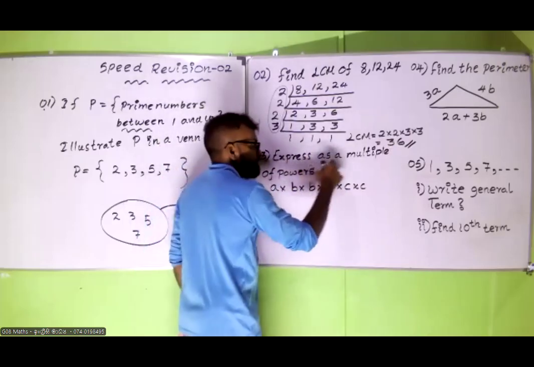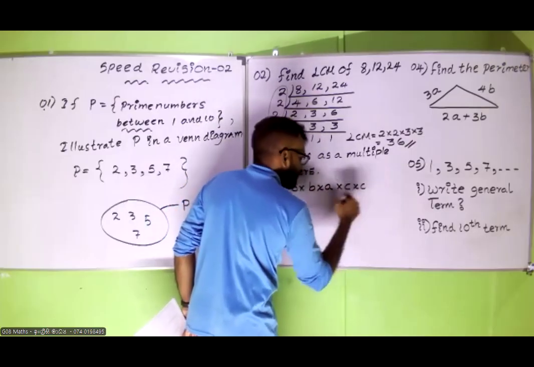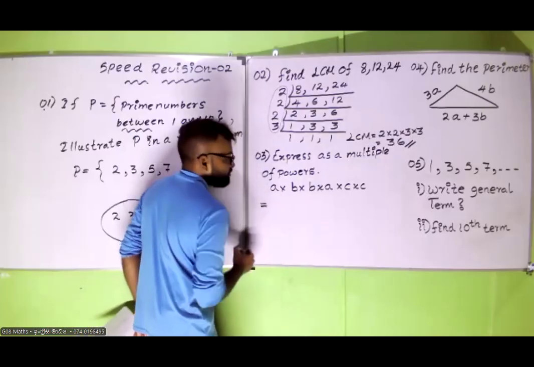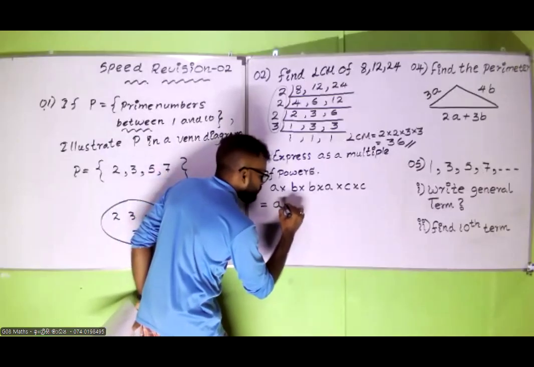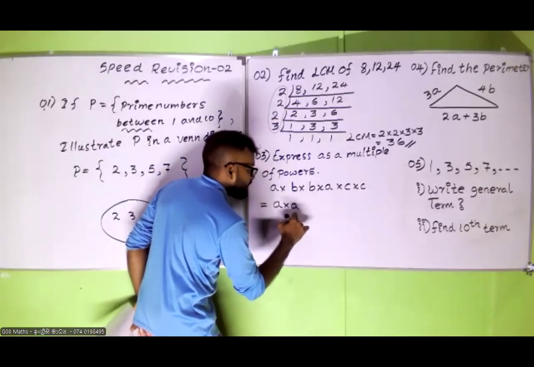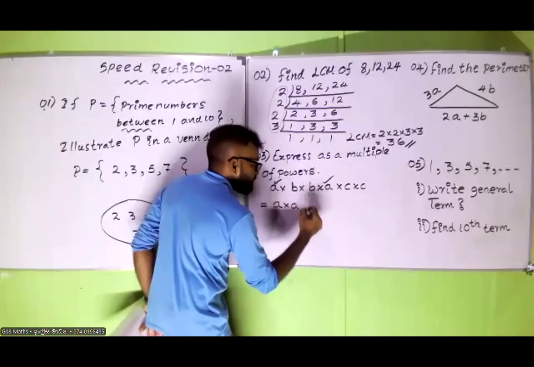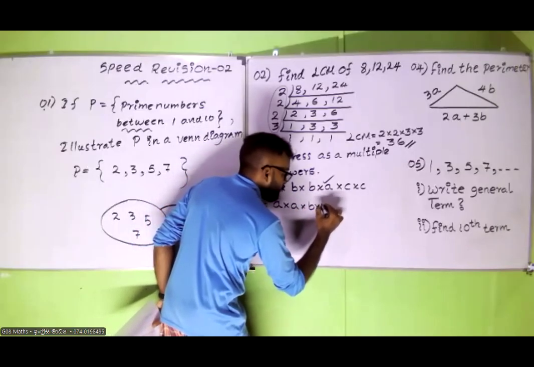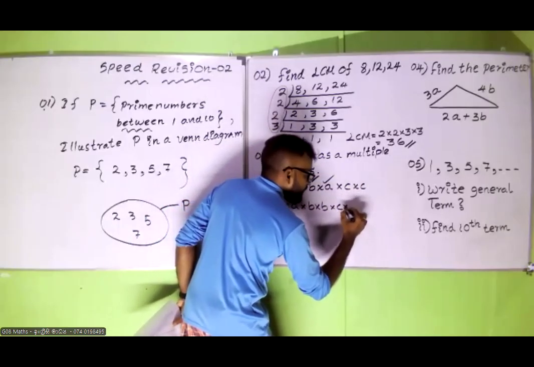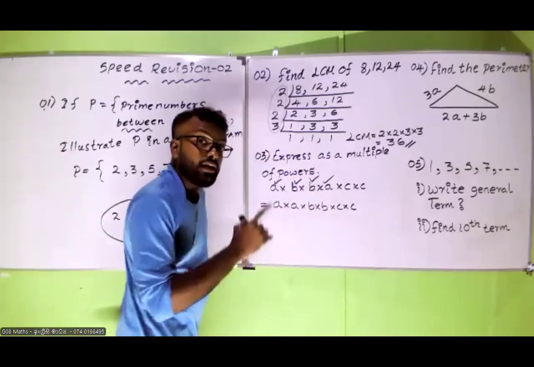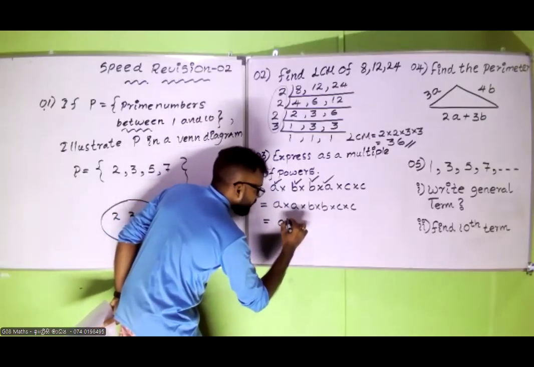Correct? Expressed as a multiple of powers: A times A times B times B times C times C. So how many A's are there? 2. So I will write those 2 A's in a single place like this. So I have completed this one. How many B's? 2 B's. B times B. Done. C's? Yes, C times C. A times A, A to the power 2, A square. So you can write this as A square.